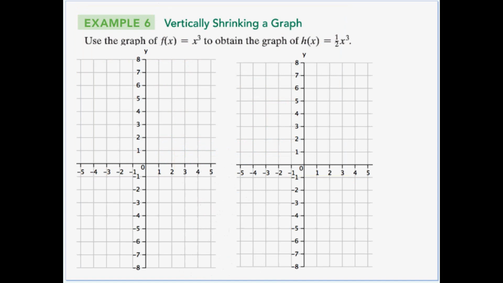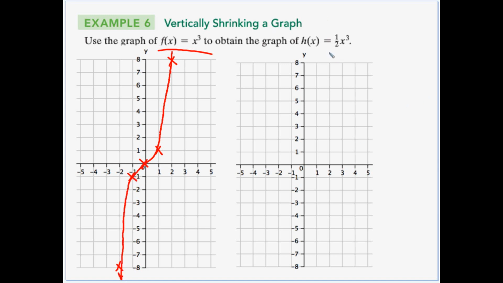So let's try an easy one out here. X cubed, let's see, 0 cubed is 0, 1 cubed is 1, 2 cubed is 8. And we could also do the negatives. Negative 1 cubed, negative 1. Negative 2 cubed is negative 8. So if I connect those dots with this red ink, it looks a little something like this.